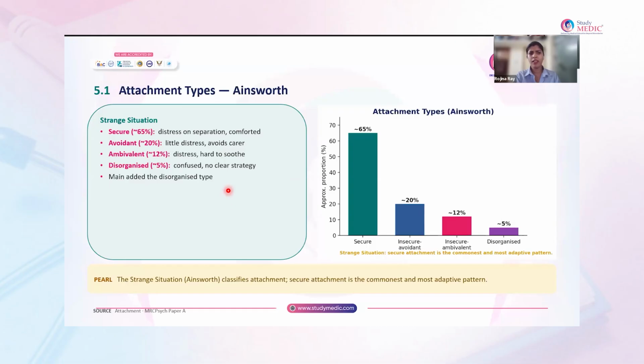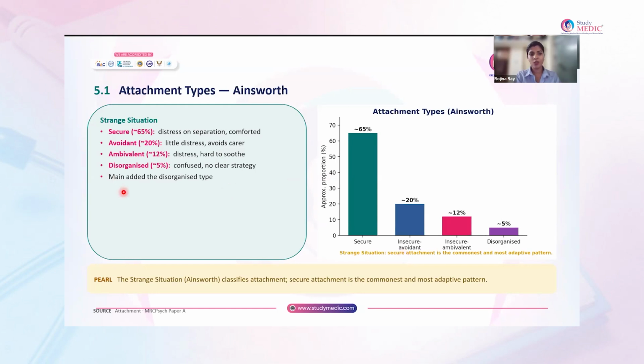The third type is ambivalent. This is also called anxious ambivalent or anxious resistant type. Here the children were highly distressed by separation, but when the mother came back, it was difficult to soothe them. They resisted the contact, or they showed an angry response on reunion.